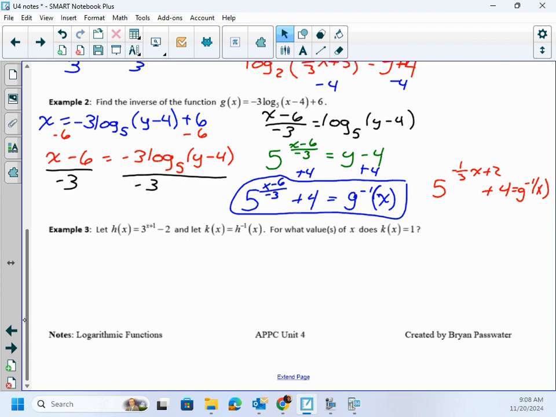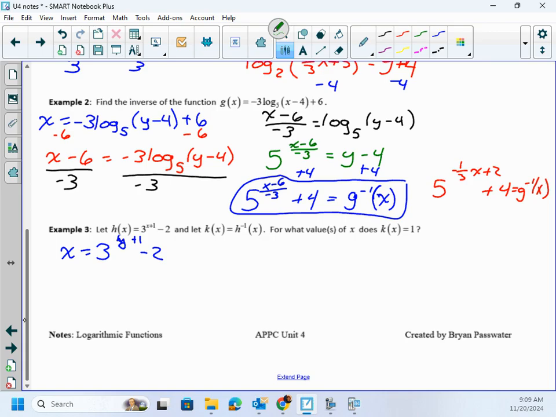Alright. So, example 3 says let h equal 3 to the x plus 1 minus 2. Let k of x equal the inverse of h of x. And it says for what values of x does k of x equal 1? So k of x is the inverse of this, so let's find the inverse of this. So x equals 3 to the y plus 1 minus 2. So this is the inverse.